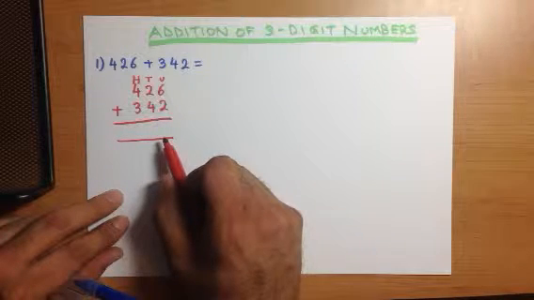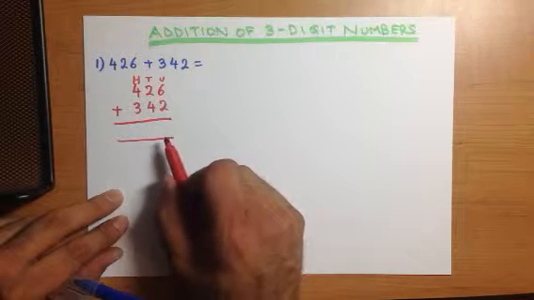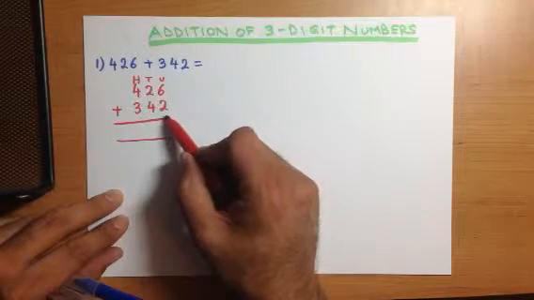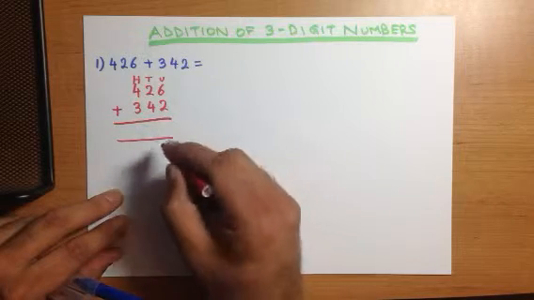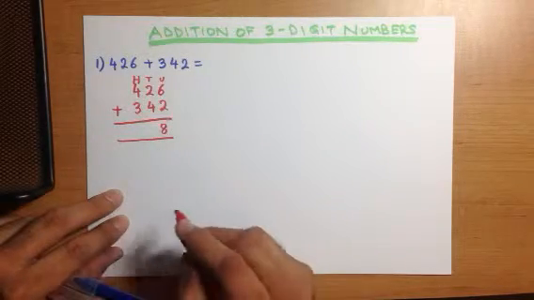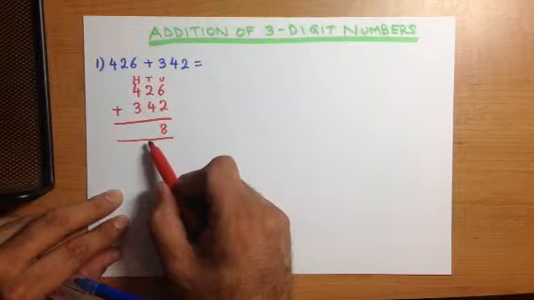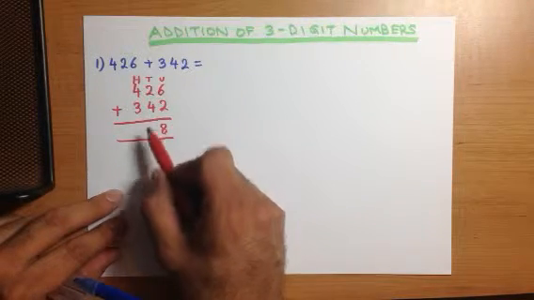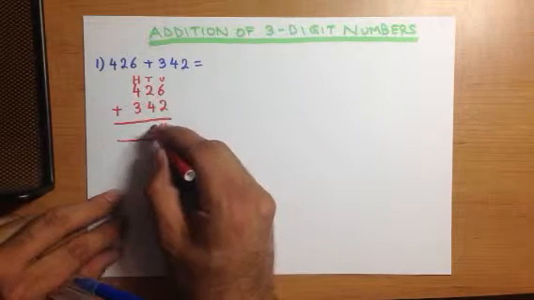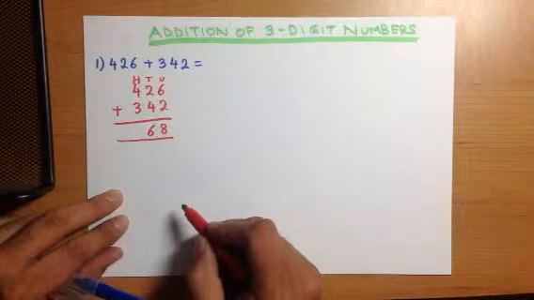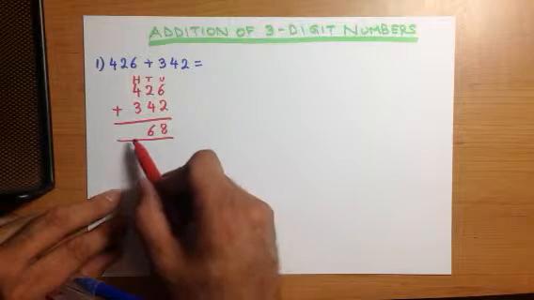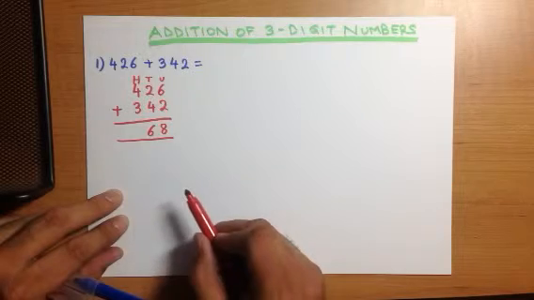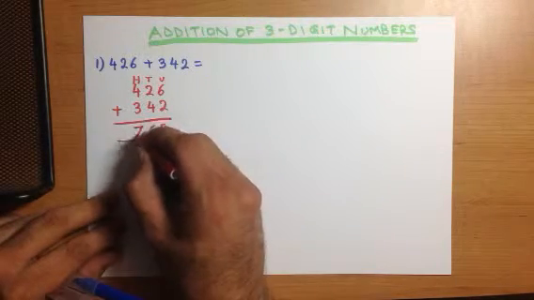Let's begin by adding, as we always do, the column on the right hand side, the units column. What is 6 plus 2? That's right, it is 8. Now we add the tens column. What is 2 plus 4? That's right, it is 6. And finally we add the hundreds column. What is 4 plus 3? That's right, it is 7.